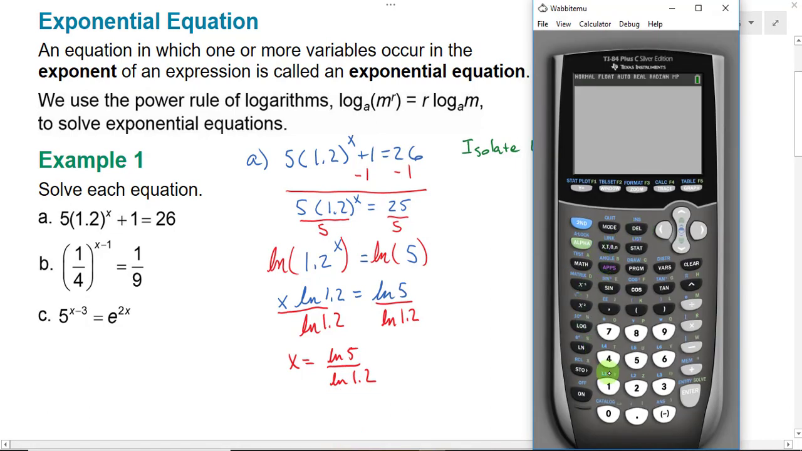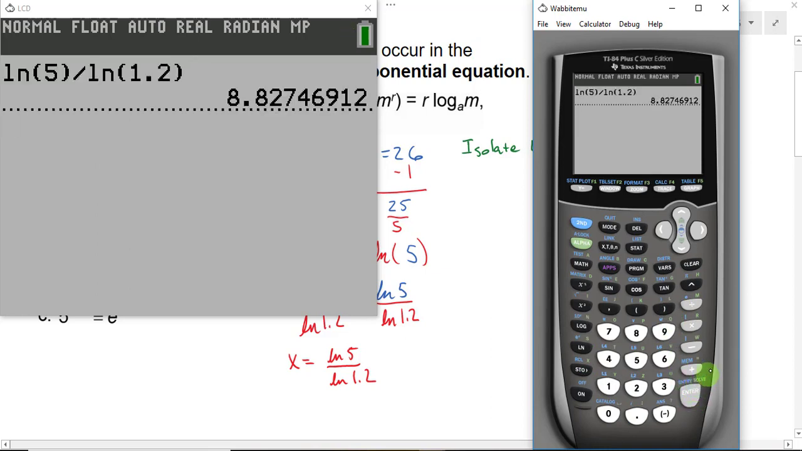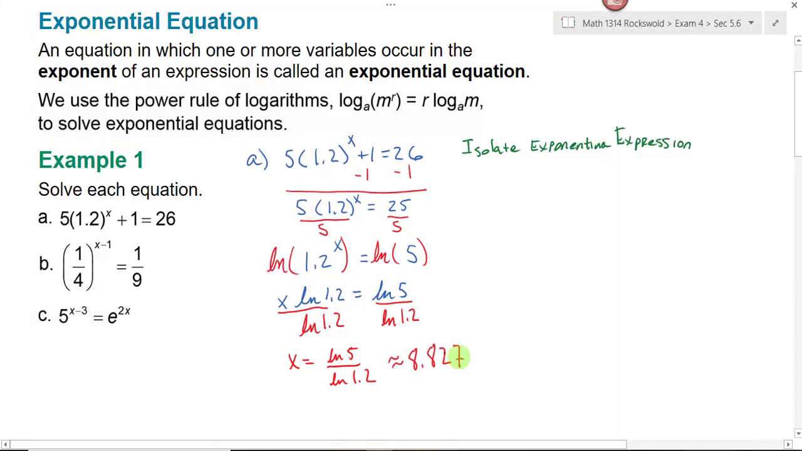And on our calculator, to get a decimal approximation for this, we would hit the natural log of 5. Make sure you close the parentheses on your calculator, because your calculator will automatically open parentheses after you hit ln. And then we're going to divide that by the natural log of 1.2 and close the parentheses again. And when we do that, we get this is approximately equal to 8.827. Notice whenever I use a decimal approximation, I put the wavy equal signs. That's the symbol that we use for approximately equal to.